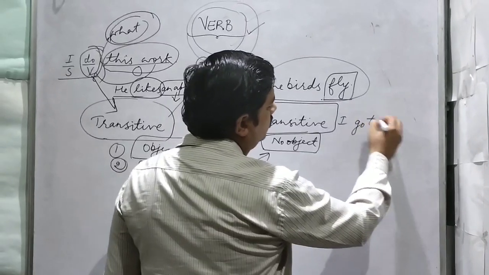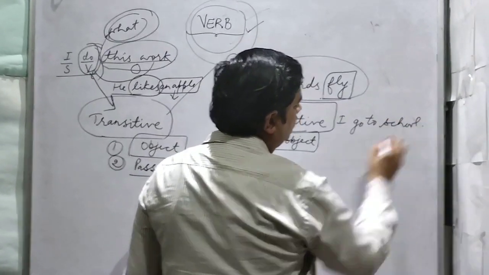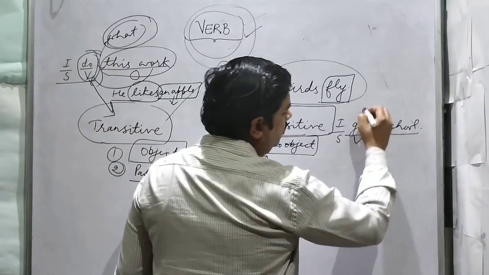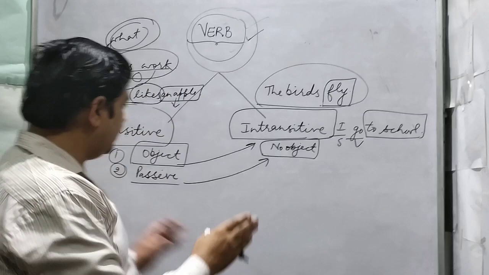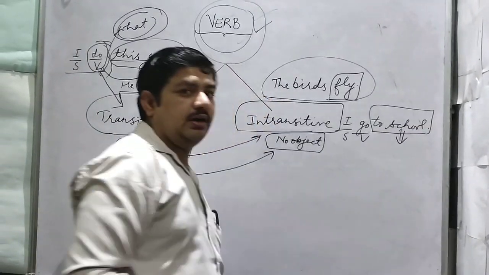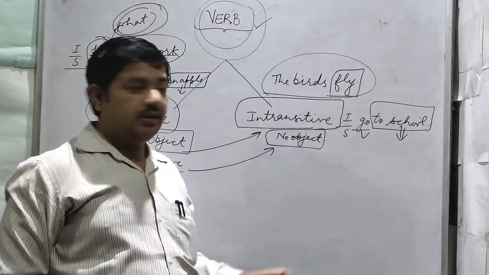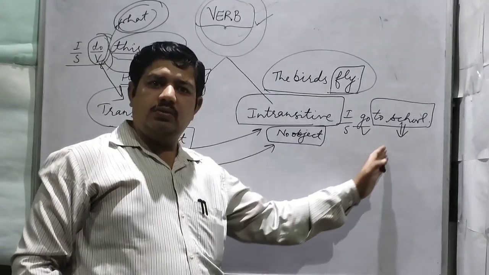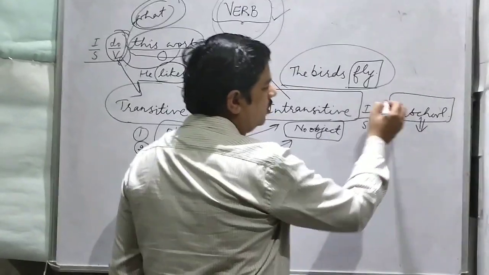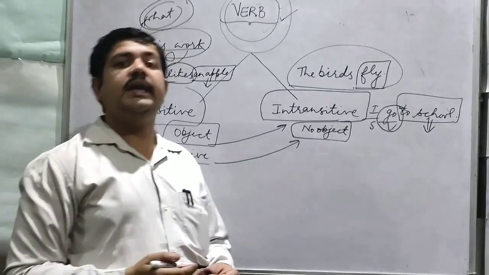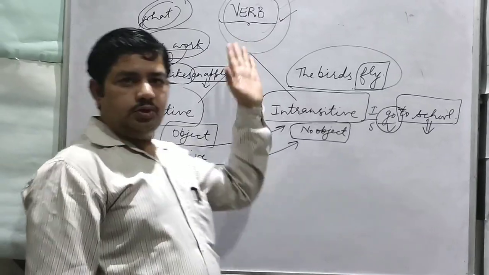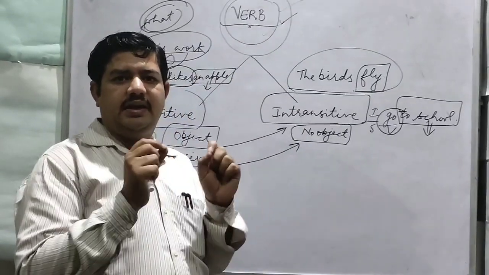One more example: I go to school. See, subject, verb. You should not feel that this is an object. Object is directly related to the verb. It is just a kind of complement that we have given to this particular verb. So, I go to school. You cannot convert this sentence into passive form. That is why this particular verb is an intransitive verb.